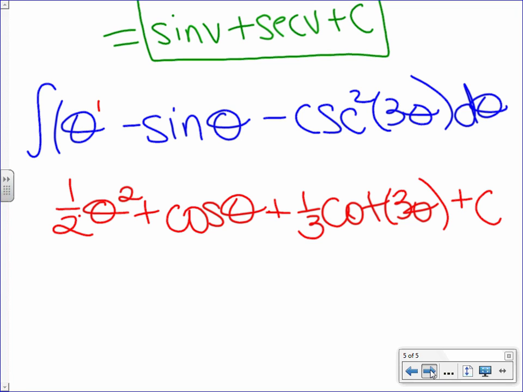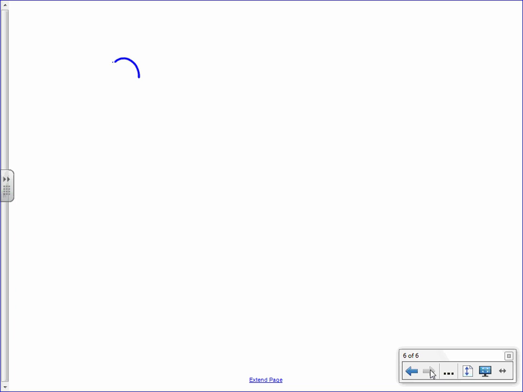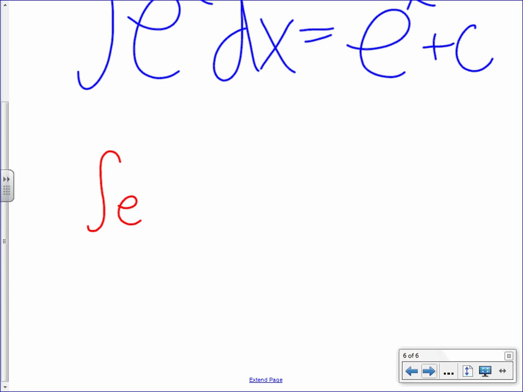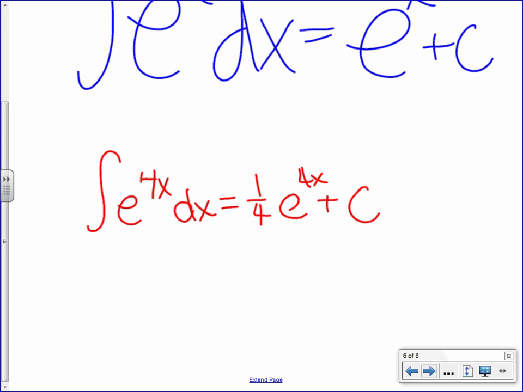Are you ready for the easiest rule ever? Yes. E to the x. Oh my god. So, question: e to the 4x dx. E to the 4x, over 4, plus c. Excellent.